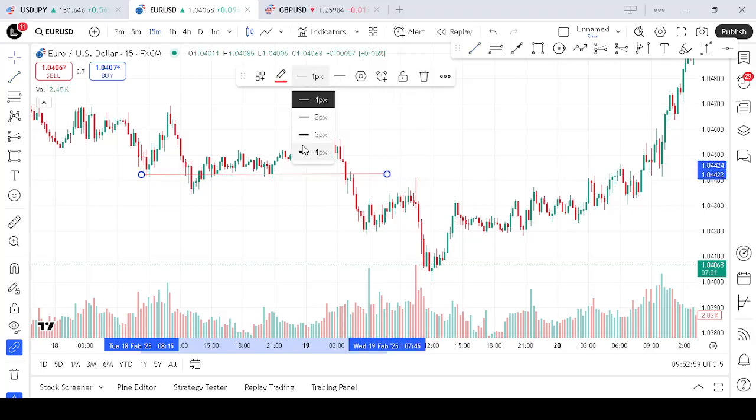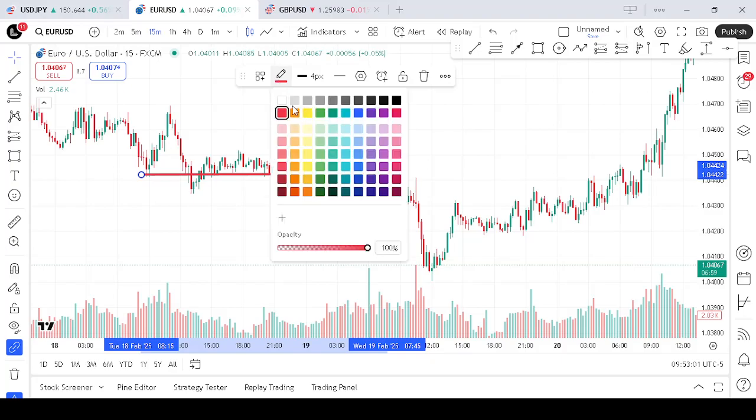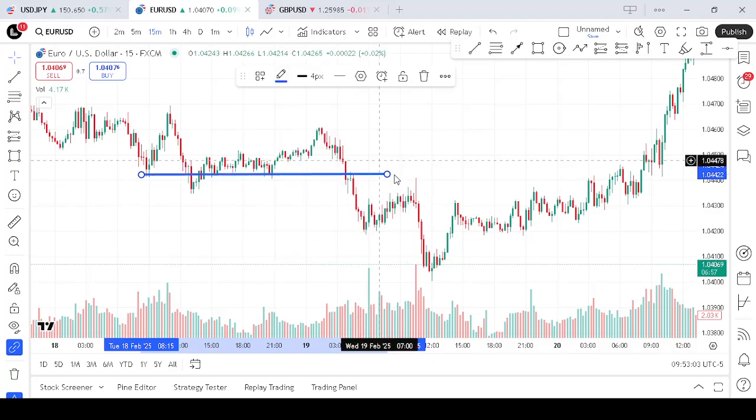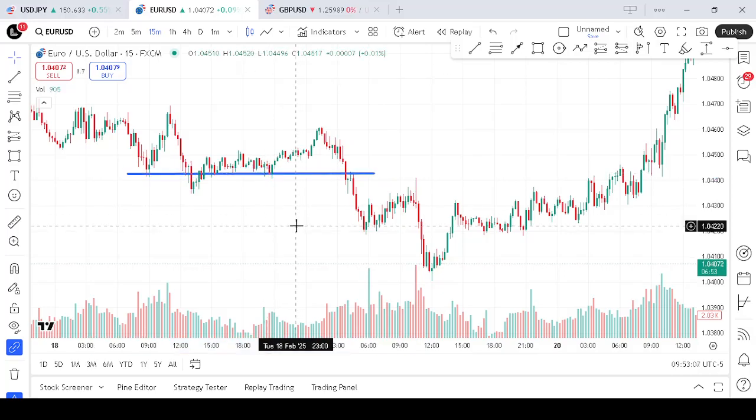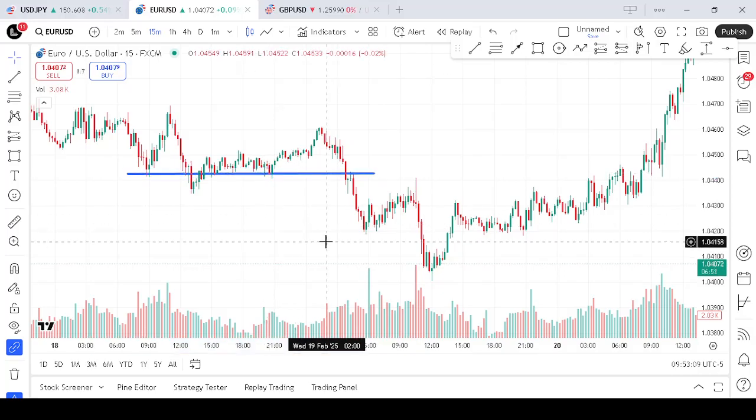Increase the thickness, change it to a blue colored line. This is my horizontal line. Okay. Now the second step is your entry strategy. There are two effective ways to enter a breakout trade.